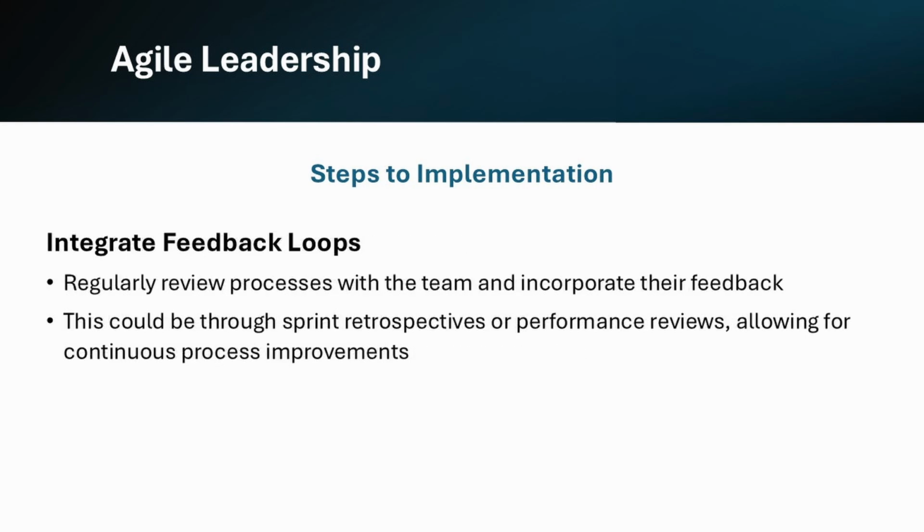The second area is to integrate feedback loops. We want to regularly review our processes with the team and incorporate their feedback, which comes maybe from the customer, maybe from the team itself, right? This is where we as leaders have to trust our people. This could be through sprint retrospectives, that's what they call it in the software world. We can also call it performance reviews of a project. The idea is to allow for continuous process improvements along the way.